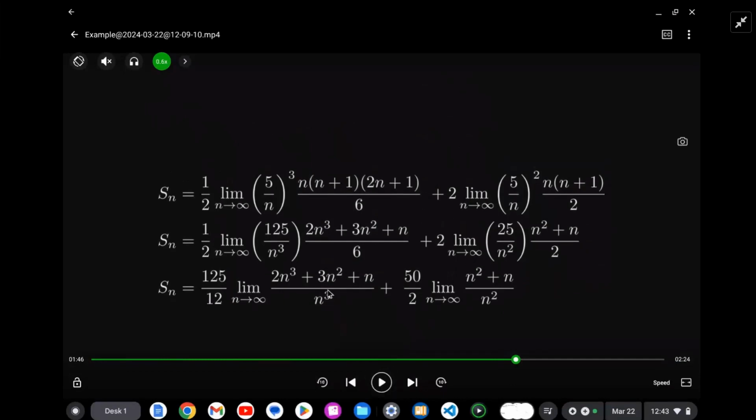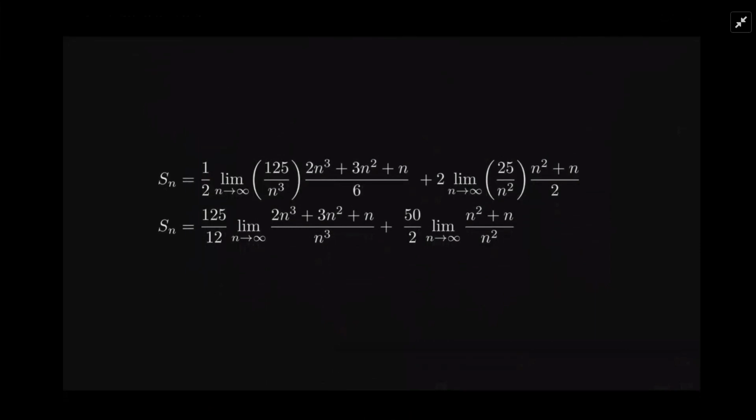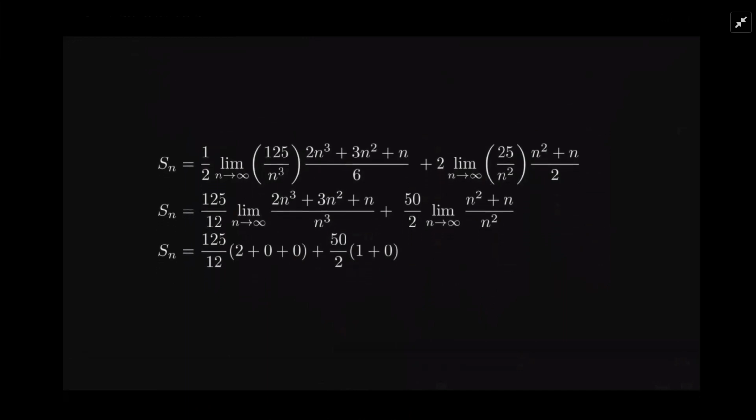Here the n cubes are going to cancel, so we just have a 2 remaining. Here we're going to have an n power 1, here n power 2. So these limits are going to be 0, right? Because we're dividing by infinity. Over here, the n squareds cancel, so we're going to have a 1 here. And this is going to be a 0, because we're going to have an n power 1 in the denominator. So we apply the limit now. And we get that. Now it's just some arithmetic. And we get the final answer.